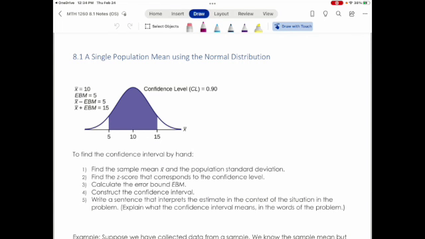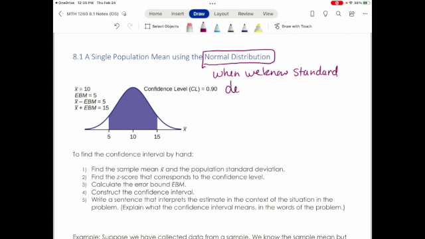Now, when we do this, there are different methods to use based on the information that's given and based on the situation. What we're going to study in this section is using the normal distribution. That's the method we're going to use in this section. And we can use that when we know the standard deviation of the population. Now, that doesn't happen too often in real life that we know what the standard deviation is of the whole population. But it does happen, just not that often. But this is the method you want to use if you know what the standard deviation is.